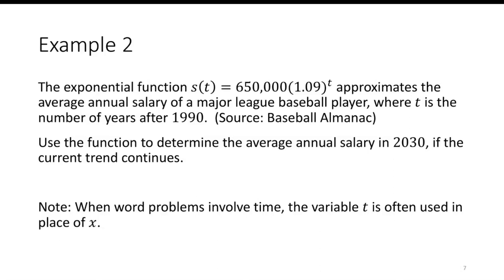Just a note that when word problems involve time, we'll often use the letter t instead of x. But they both basically mean the same thing. Anyway, for 2030, t is the number of years after 1990. So 2030 minus 1990 is 40. So that's the value we're going to use for t. And so 40 years after 1990 would be 650,000 times 1.09 to the 40th.